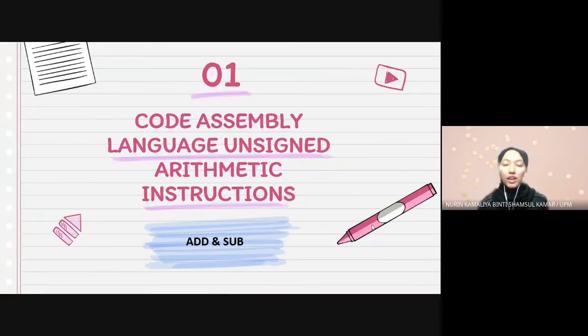Assembly language unsigned arithmetic instructions. Actually, there are a few arithmetic instructions, which are ADC and SBB. But for today, I'm going to cover addition and subtraction only.